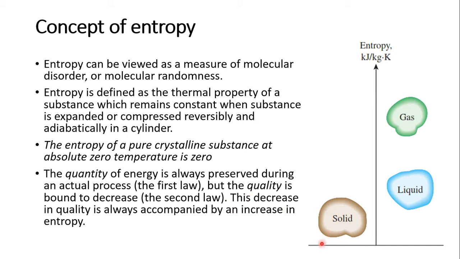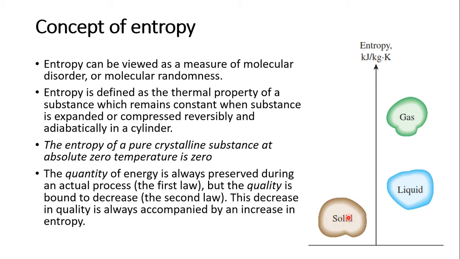Now here you can see on the right side one diagram is given. It shows how the entropy value changes according to the phase of a substance. So solid is there, liquid is there, gas is there. In case of solid, the molecular disorderness or randomness will be less. If you go to absolute zero, the entropy value will be 0. As you increase the temperature, the solid will not be at absolute zero, so it will have some entropy value.